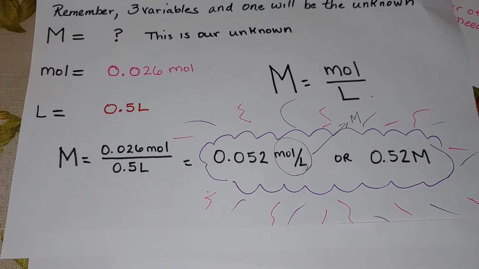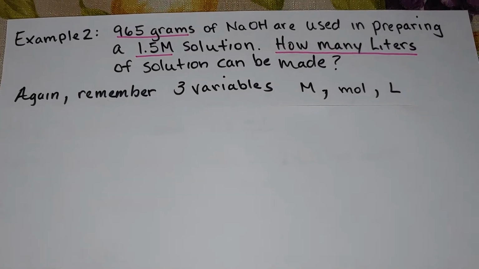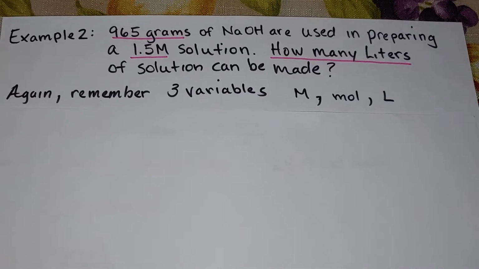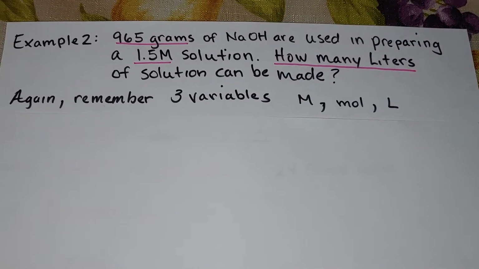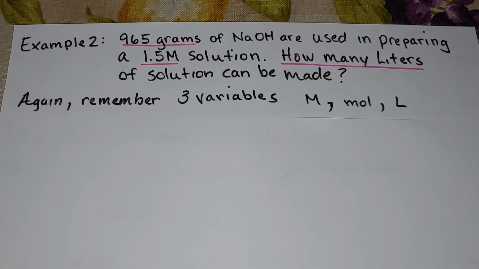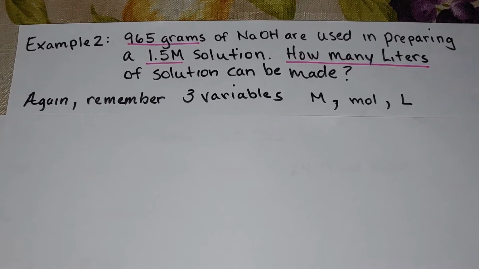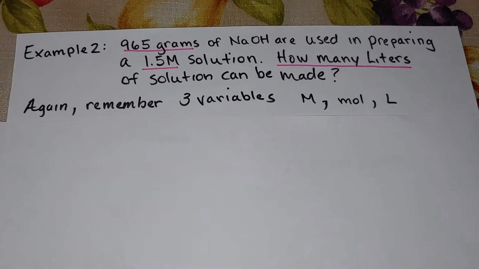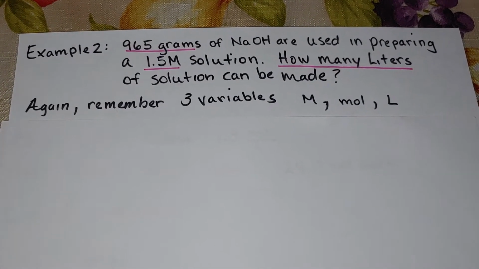Let's move on to the second one. For our second example, it says 965 grams of sodium hydroxide is used in preparing a 1.5 molar solution. How many liters of solution can be made? Again, keep in mind 3 variables to work with. We have molarity, moles, and liters.